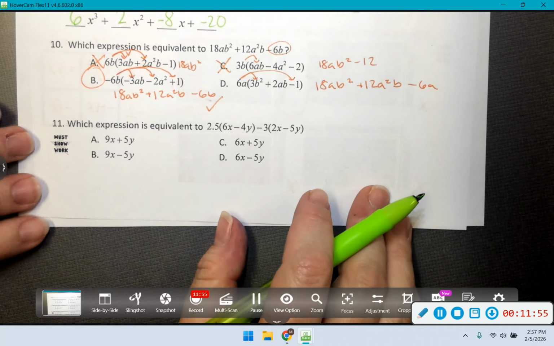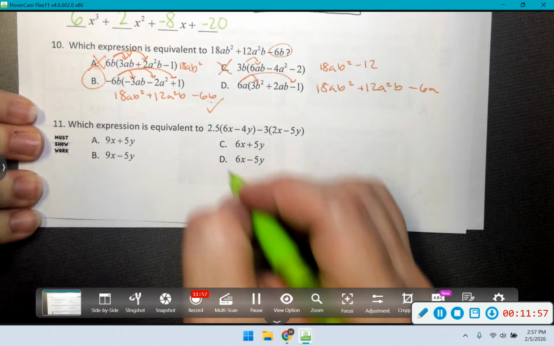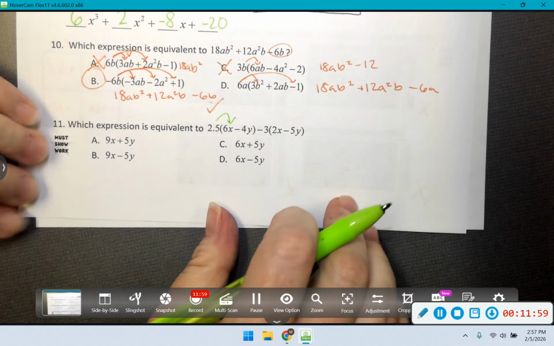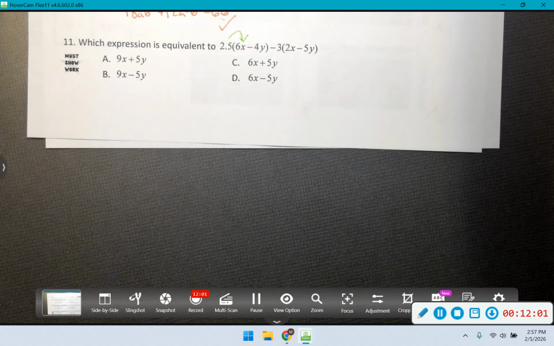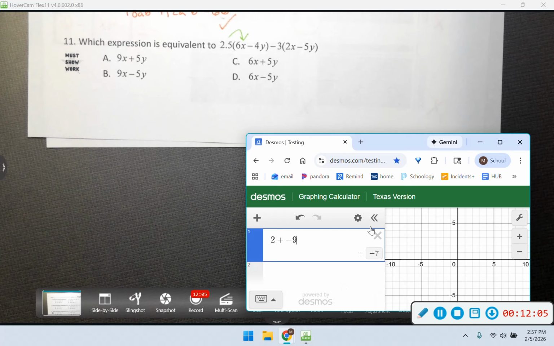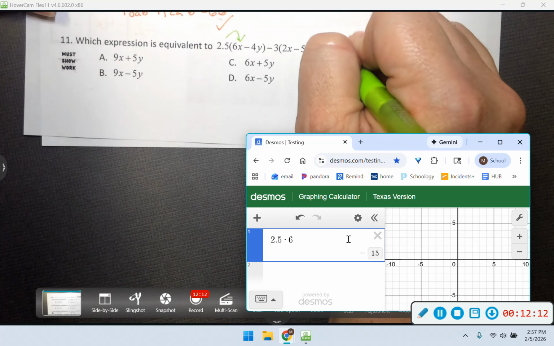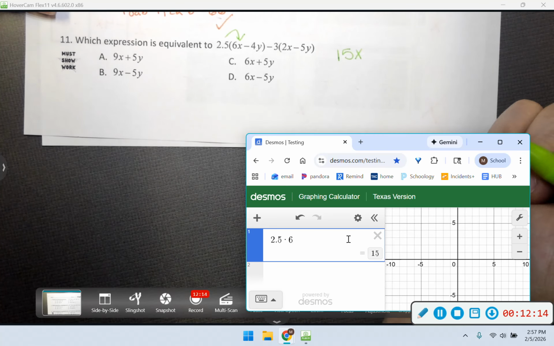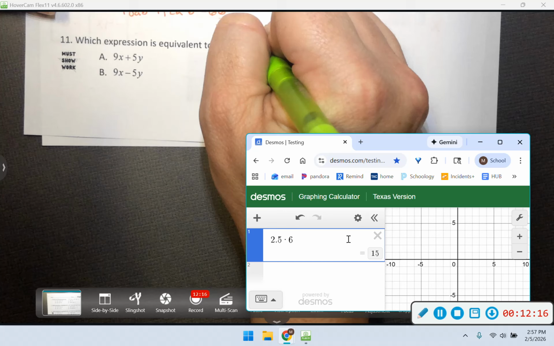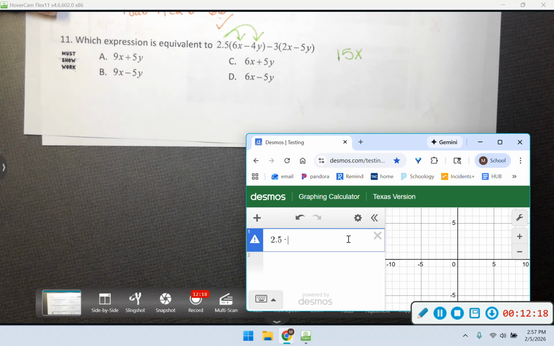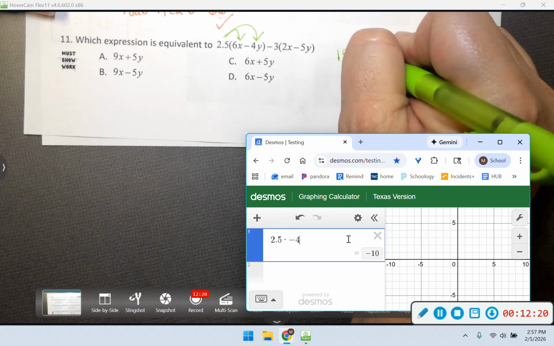Okay, here, which expression is equivalent? Well, we have to distribute. So 2.5 times 6x, I'm going to use my calculator because if you're like me, I do not multiply fractions or decimals in my head. So we have 2.5 times 6, so that gives me 15x. And then we have 2.5 times negative 4y, so that's negative 10y, don't forget the y.